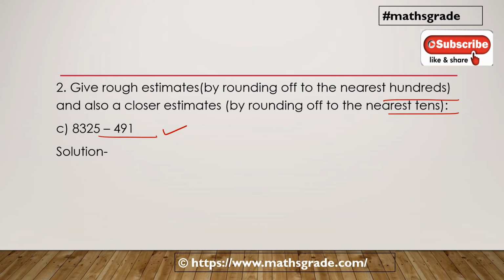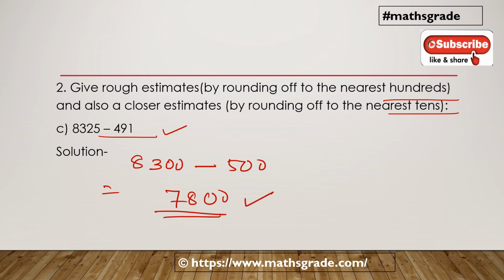Now estimating this difference, 8,325 minus 491. 8,325 rounded to the nearest 100, we got 8,300, minus 491 rounded to the nearest 100, we got 500. Now 8,300 minus 500 will be 7,800, and this is the answer.